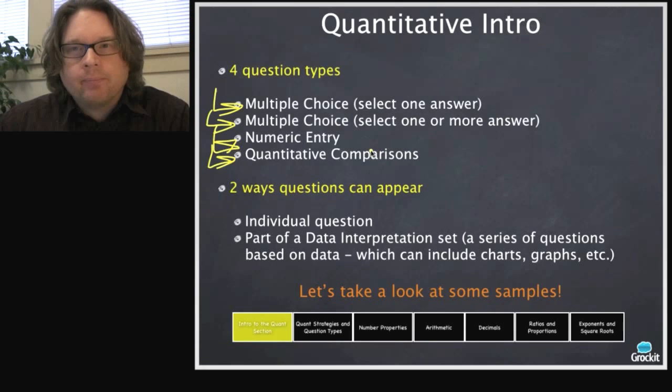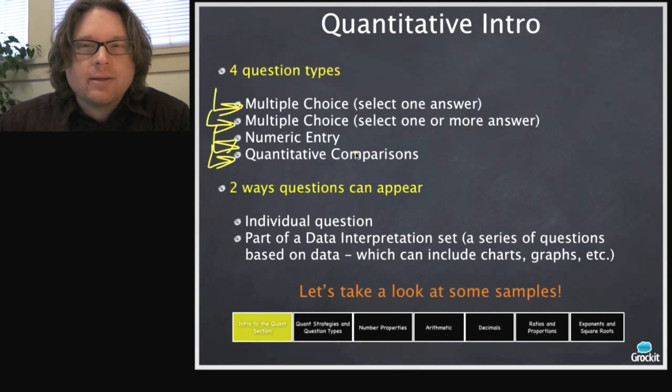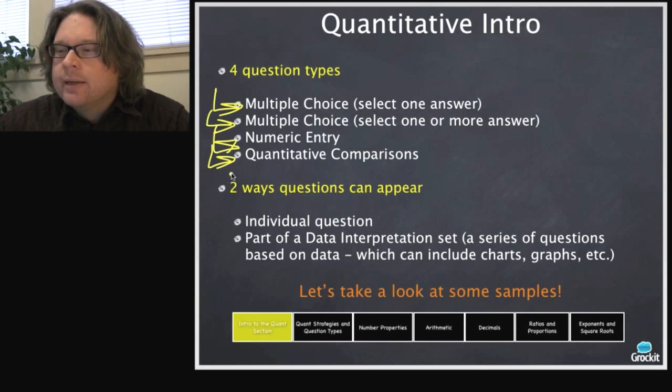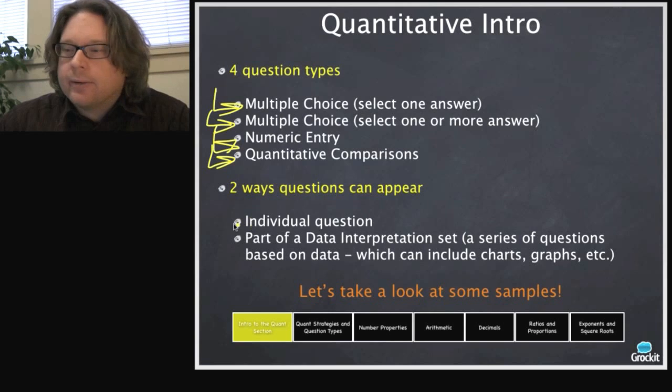Finally, quantitative comparisons, and we'll show you what these look like. You're comparing 2 quantities, hence the name, and you're trying to decide which one is greater. They will usually not just give you a number like which is greater, 2 or 3. There will be something algebraic or some element of geometry, some problem that you have to solve in order to solve that one. And there's 2 ways that these questions can appear.